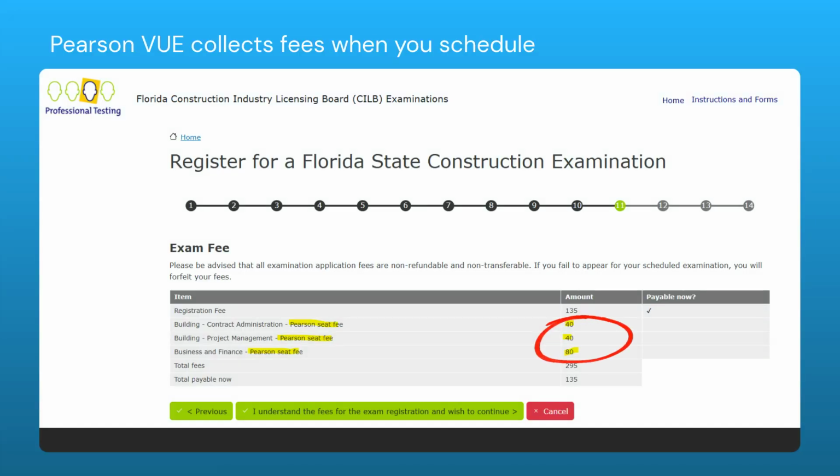One important thing to understand is that the $135 registration fee and the Pearson VUE examination fees are separate. You pay the $135 registration fee to Professional Testing, and Pearson VUE collects the applicable examination fee when you schedule. The examination fees are non-refundable and non-transferable, so make sure you're registering for the correct exam parts.